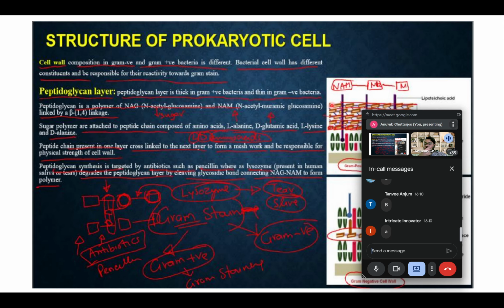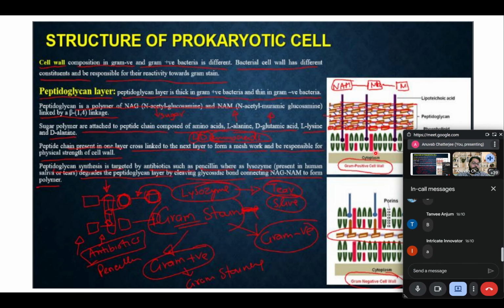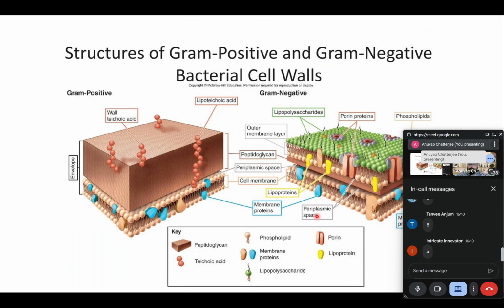So the question is, do all prokaryotic cells have the same cell wall? The answer is no. There are actually two types of prokaryotic cells, which can be classified as gram-negative and gram-positive. We'll get into that in a bit, but essentially, one kind of bacterial cell has a thicker cell wall of peptidoglycan, whereas the other has a thinner cell wall and also has a layer on top of it. So let us look into it.